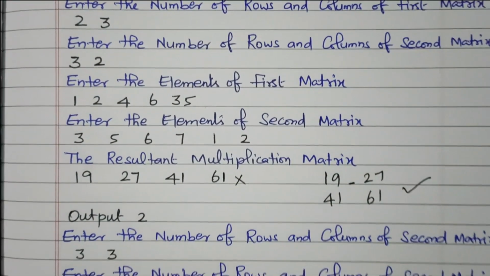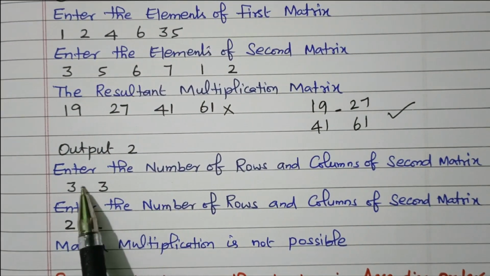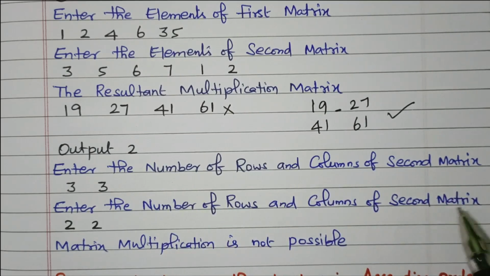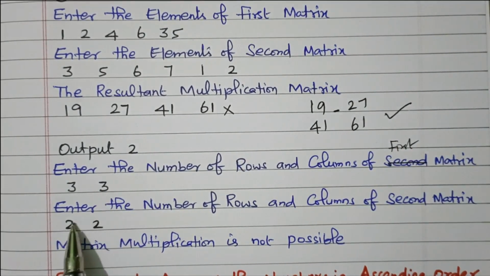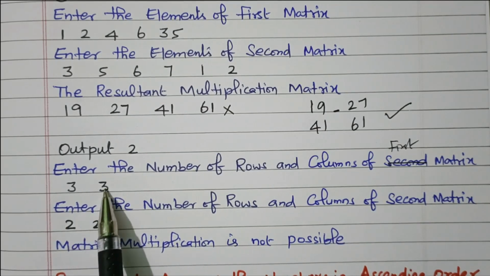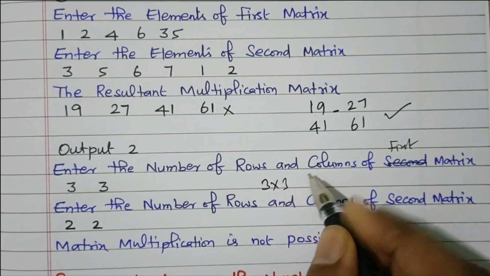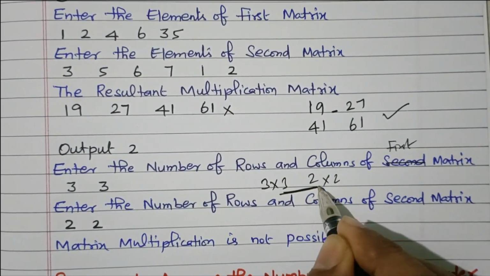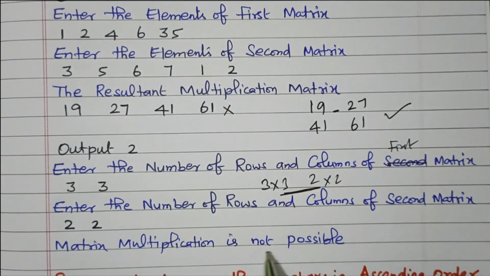Right. The one more possibility is that the condition is not correct. Enter the number of rows and columns of first matrix. The first matrix is 3 cross 3. Enter the number of rows and columns of second matrix, 2 cross 2. The condition is not satisfied. These 3 should be equal to 3. Right. Here not satisfied. 3 cross 3, 2 cross 2. So these two elements are not equal. These two elements should be equal. Then only you can multiply. So we display that matrix multiplication is not possible. The condition is not satisfied, so we cannot perform the matrix multiplication.